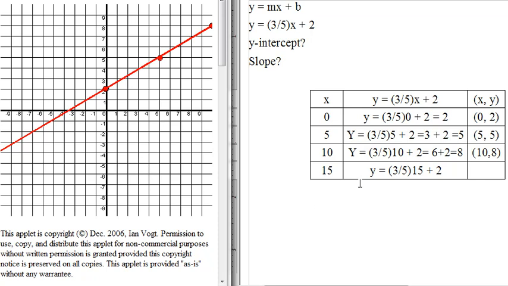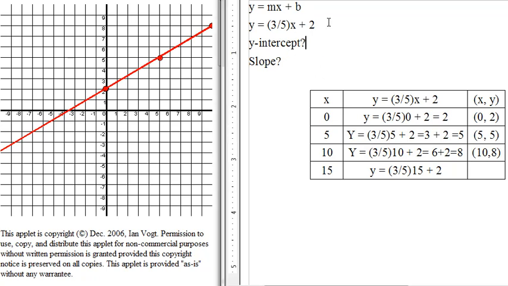Now, the shortcut way is to just use the y-intercept and the slope, and I can get them directly from the equation. So this number is always the y part of the y-intercept, so just going straight from the equation, I would know the y-intercept right away is 0, 2. You just ignore that part to find the y-intercept. And the slope is this number in front, 3/5.